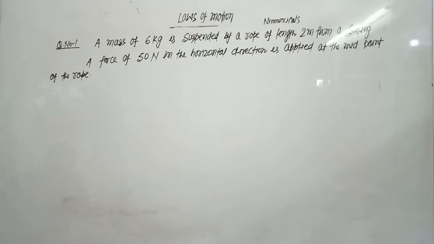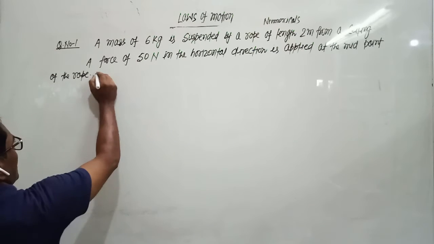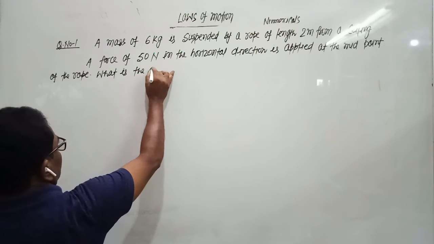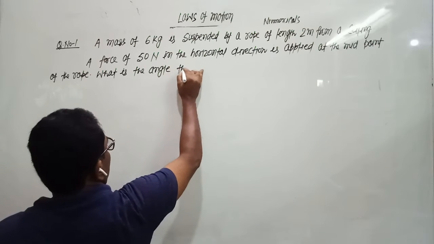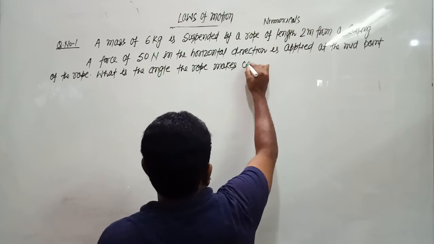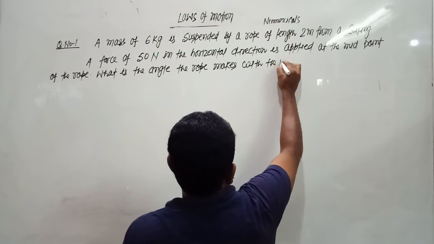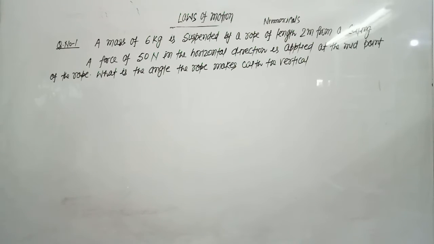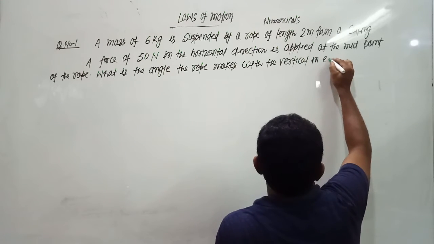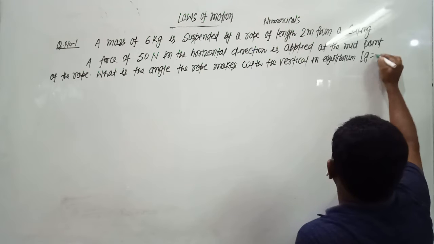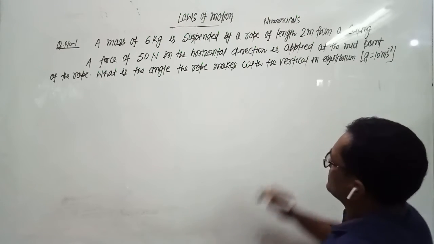What is the angle the rope makes with the vertical in equilibrium? Take the value of g as 10 meter per second square.